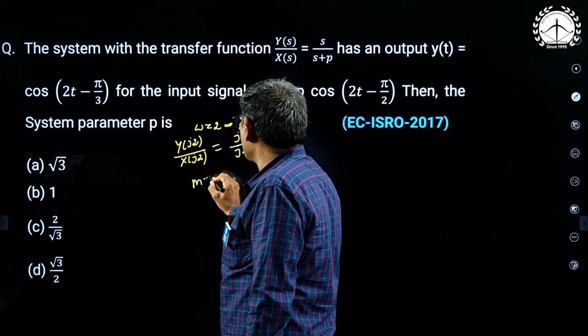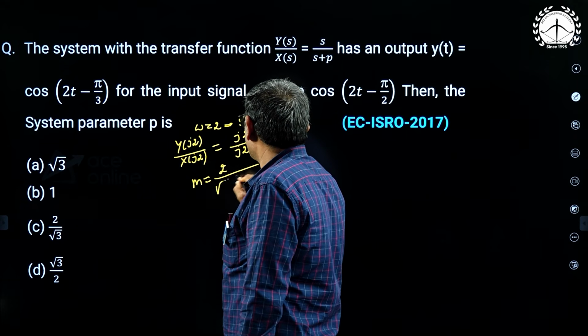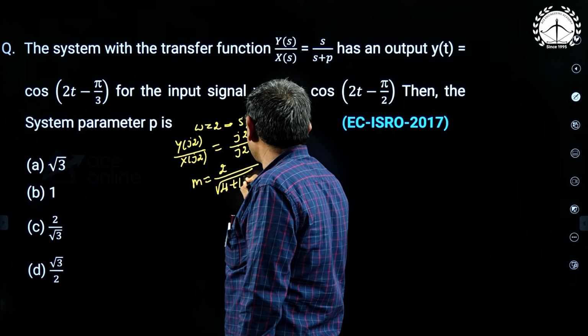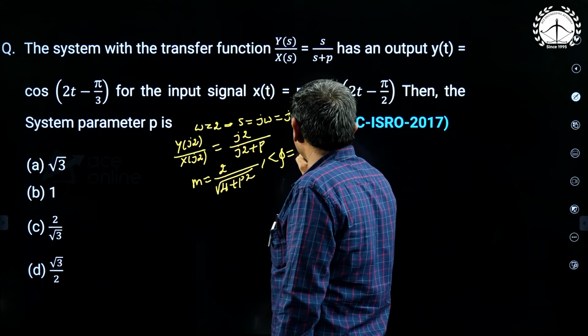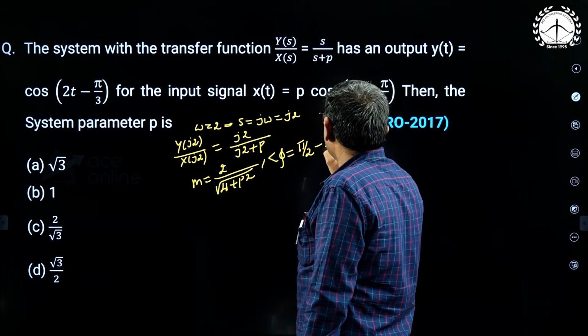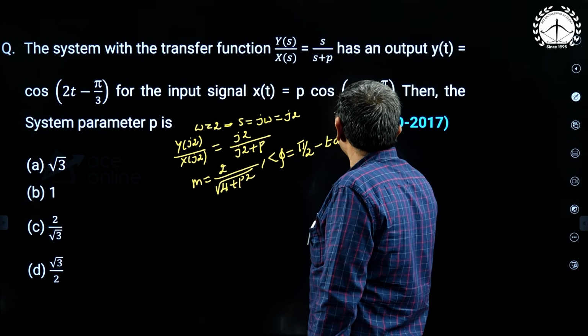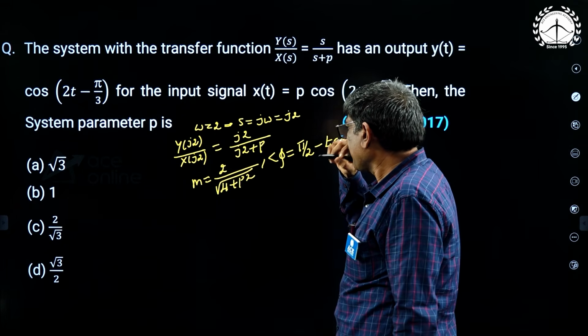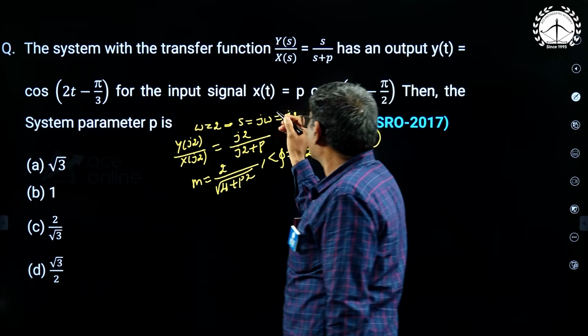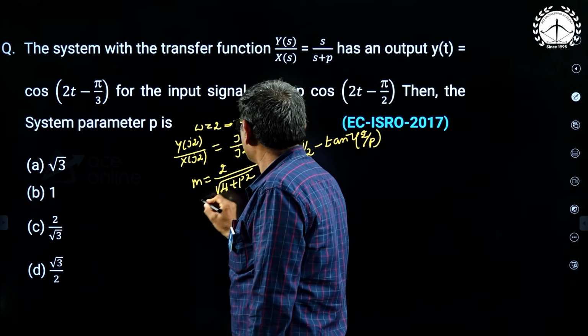If I write the magnitude here, it is 2 by root of 4 plus p square. And if I write the phase, it is pi by 2 minus tan inverse of 2 by p, minus tan inverse of 2 by p. Now write the output and compare with the given output. So what is the output?